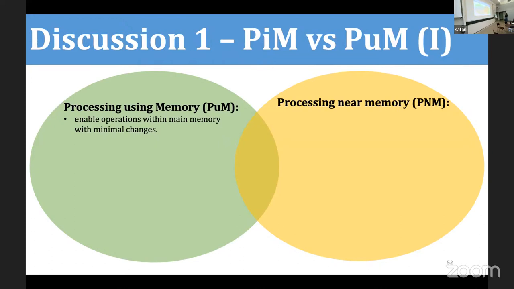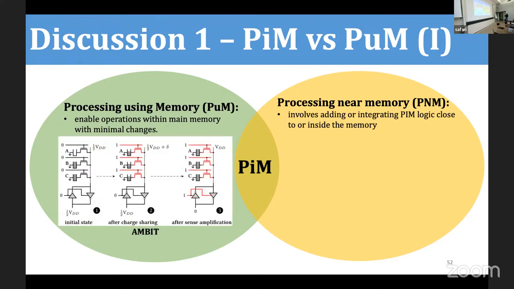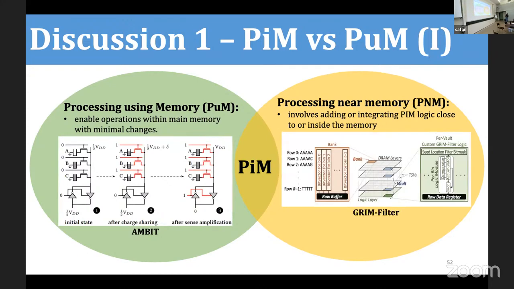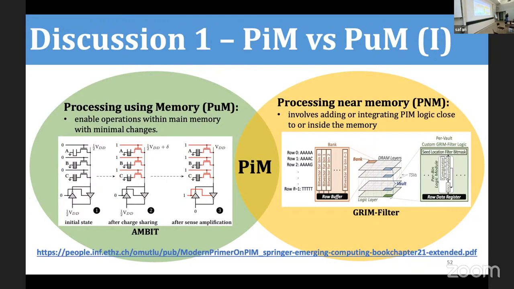Yes. I think processing near memory is placing computation units as close as possible to memory to prevent or mitigate data movement, having shorter paths to the computation units. Super good. So basically, processing using memory and processing near memory make up PIM. So processing using memory has two examples. The first one is MBIT. And the second one is Ambit-like bulk bitwise operations. I think you already heard of it. And if you're interested, you can check this paper. They talk about PIM techniques and they give some definitions of processing using memory and processing near memory, and some examples as well.